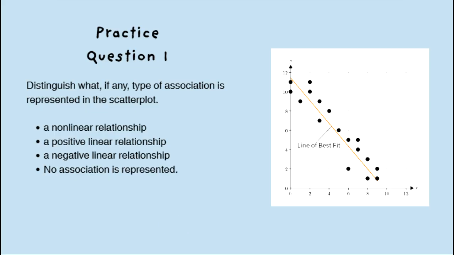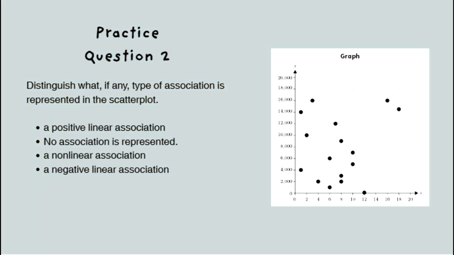Well, I can tell you right from the start, from what we've learned, that this one is not going to be an option because we always have an association. Okay, so is it linear or non-linear? Well, our line is straight, so it's linear. Now, is it positive, is it increasing, or is it negative, decreasing? It's negative. So there's your answer.